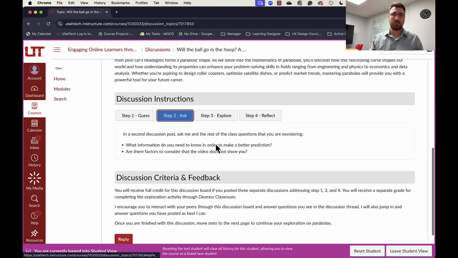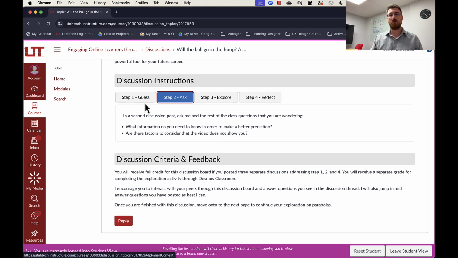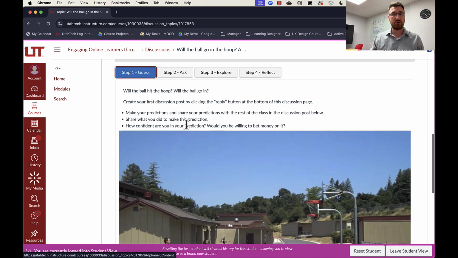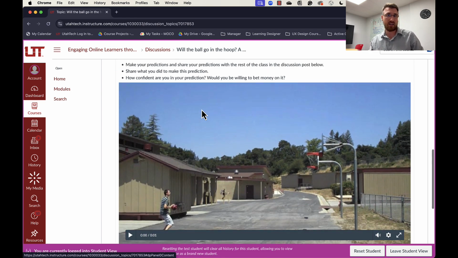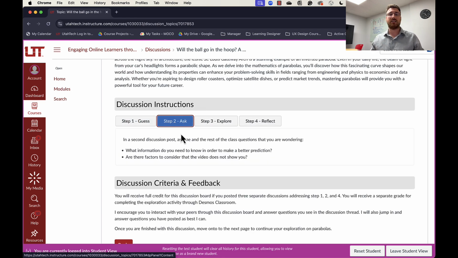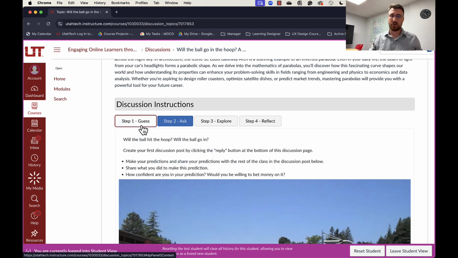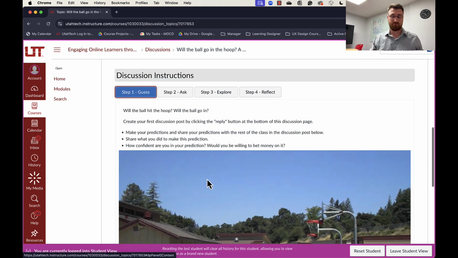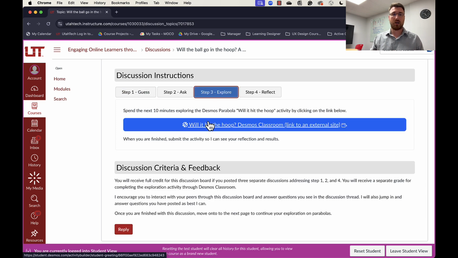There are several steps in this process. You guess what you think, you make a prediction, you get people to invest. Then you ask the students to engage in a conversation that requires them to ask the right questions. What information would you need to know to determine whether or not this ball was going to go in? By doing so, you're getting them to seek out the relevant information for themselves. What would you need to know? And now we prompt them to explore.